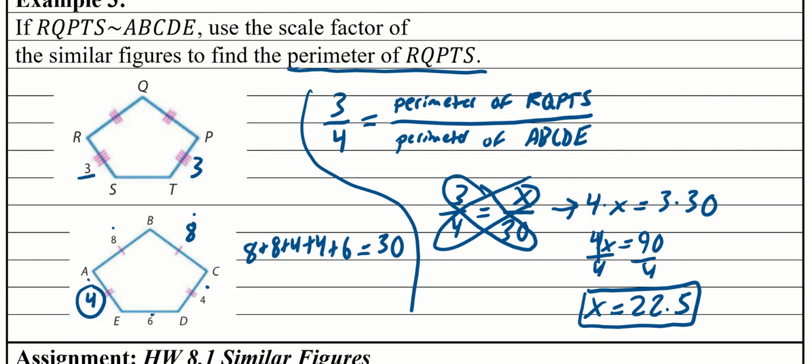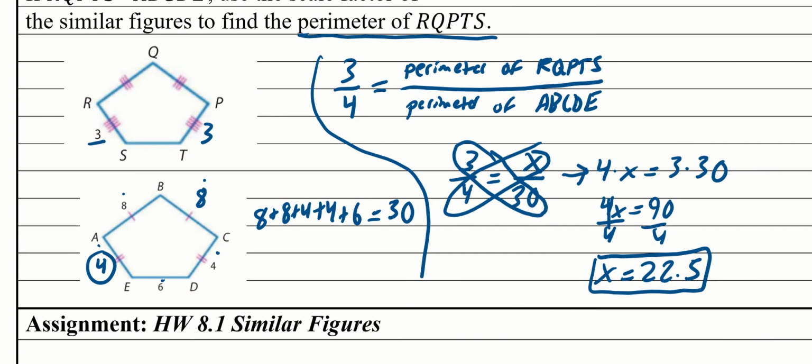In other words, the perimeter of RQPTS is going to be 22.5. So just noticing that we can use all these different ideas with the side lengths and then with the perimeters as a whole.